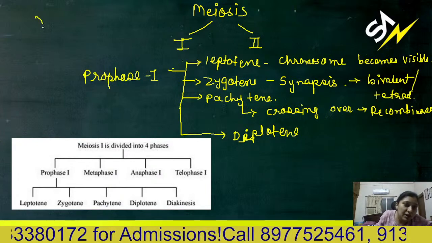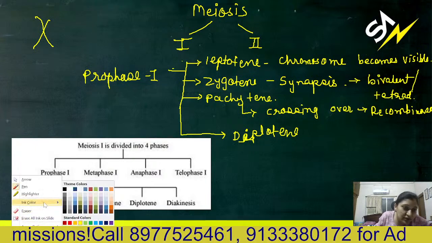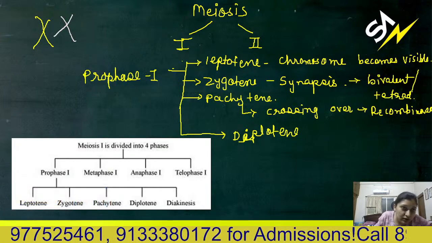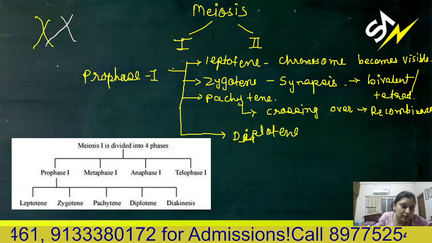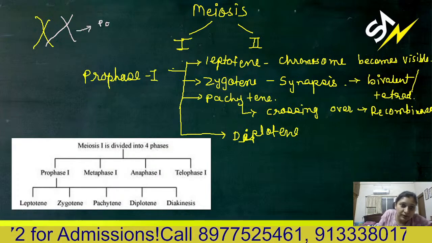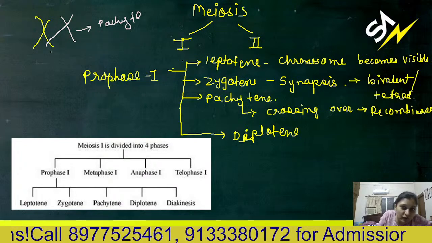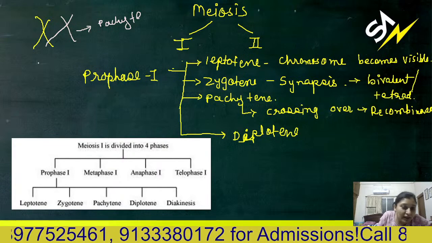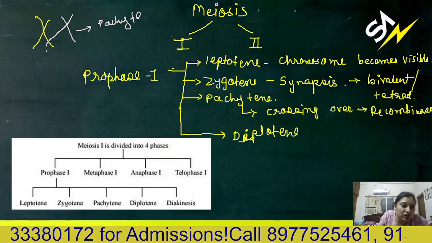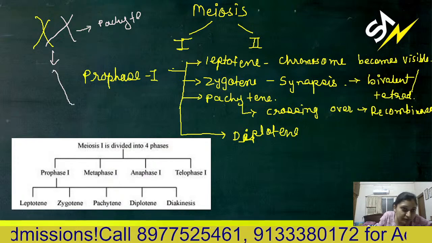See what happens. For example, this is one chromosome. I'll draw the other chromosome with another color. Everyone, this is the other chromosome. So this type of crossing over occurs here in pachytene. And wherever there is crossing over, there is exchange of genes, and still they are attached here. And in the next step, what happens?